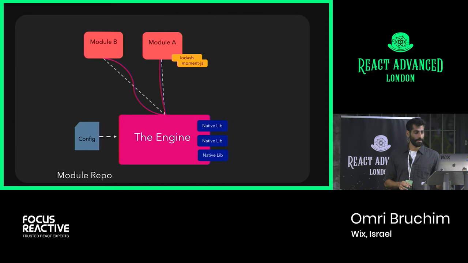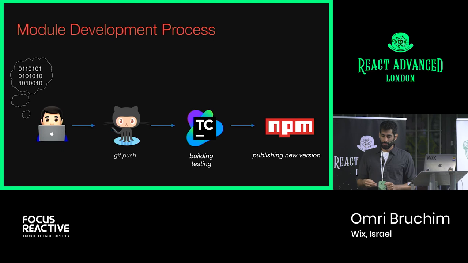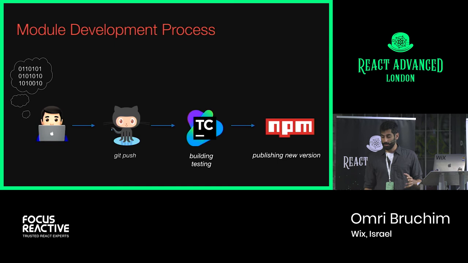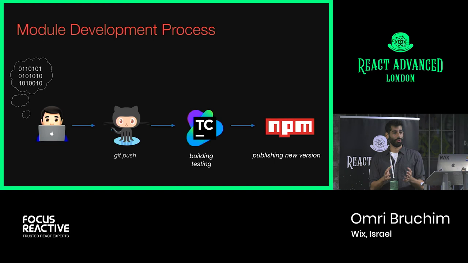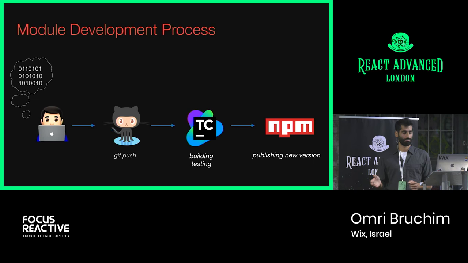So what is the development process of a module developer? He writes his code, he pushes it to Git, we use TFCT, building and testing only his module, and then publishing a version to NPM. The second it is published to NPM and tagged as GA, we use GA to mean it's ready for production, his code can be in production in seconds, in minutes. Next time I release the version, same as on the web.